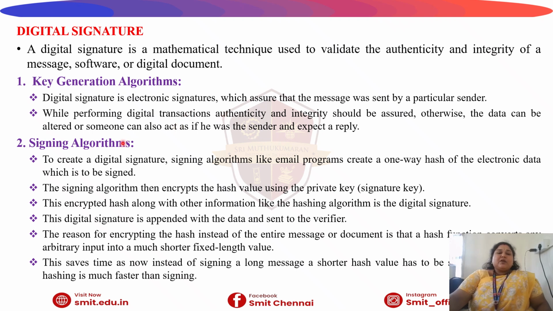Next is the signature algorithm. The signing algorithm is used to create the digital signature. Electronic data may be signed using one-way hashing. The signing algorithm encrypts the hash value using the private key, and the encrypted hash value, along with other information like the hashing algorithm, forms the digital signature. The digital signature appends the data along with the verifier data. The entire message or document goes through the hash function. This is how we protect the data by the signing algorithm.